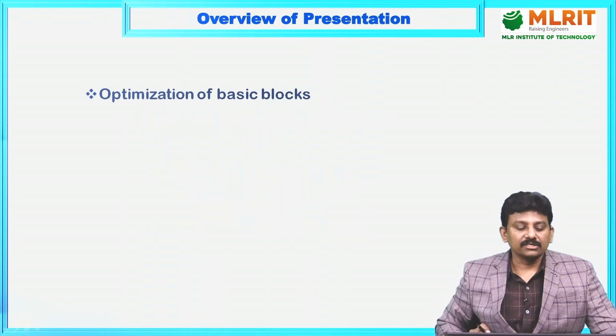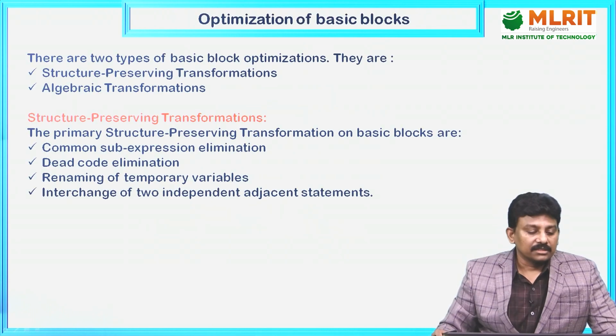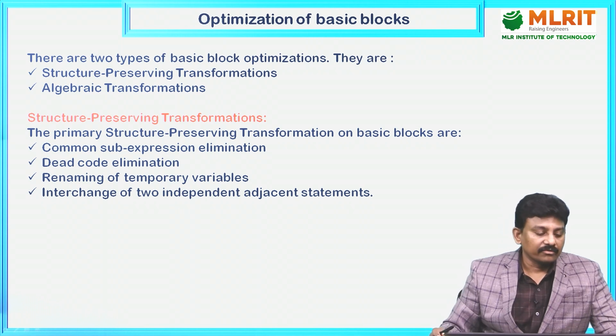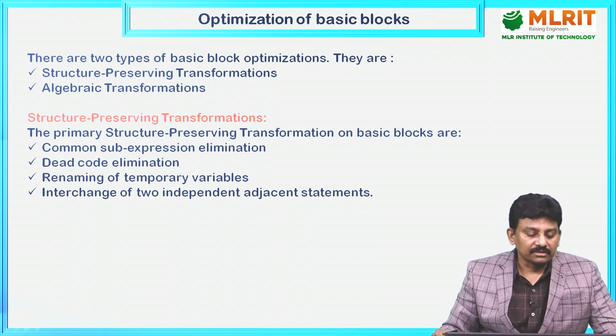Today's topic is optimization of basic blocks. There are two types of basic block optimizations: structure preserving transformations and algebraic transformations. First one, structure preserving transformations.